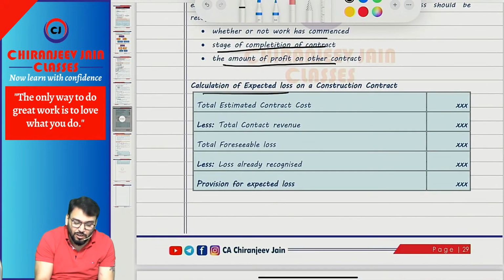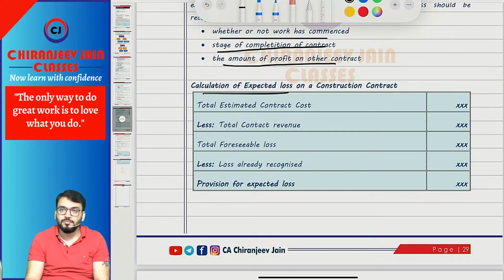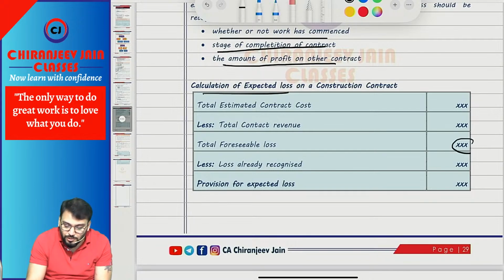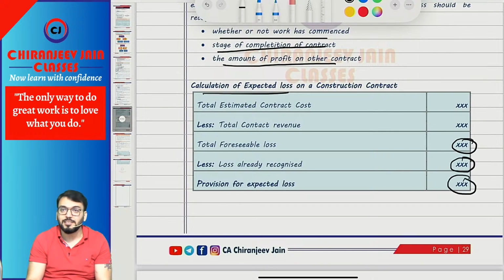How to calculate expected loss is given. I think you have understood this also. You first find the total foreseeable loss. From that deduct loss already recognized. This becomes provision for expected loss.